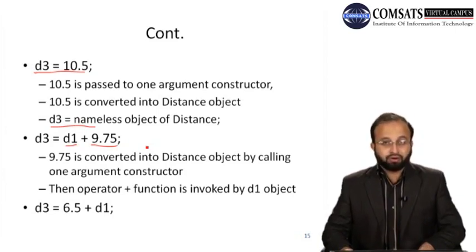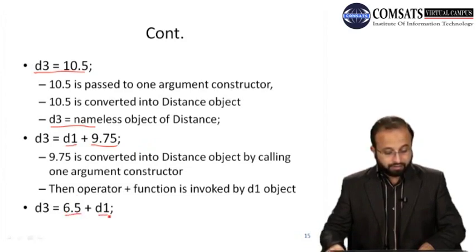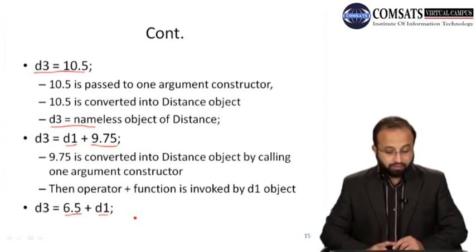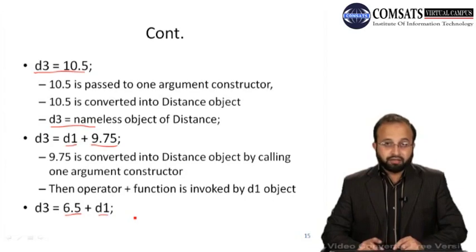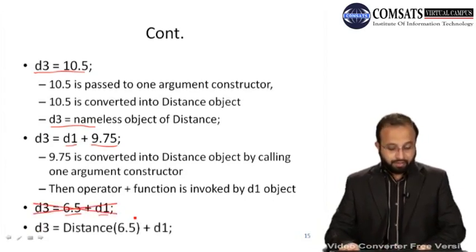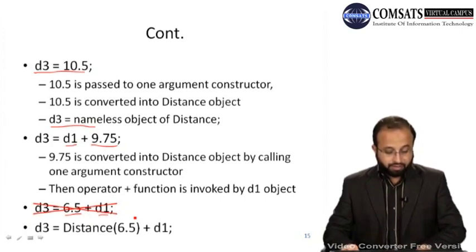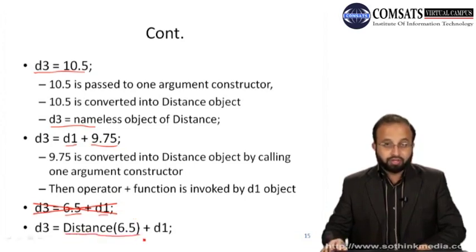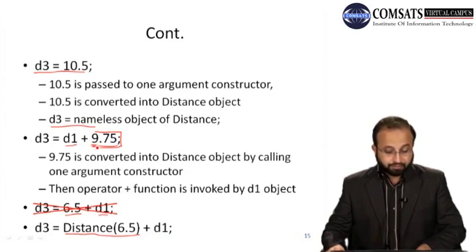Now if we have a statement like this, d3 is equal to 6.5 plus d1, right? Now will that statement work or not? Here we now have the floating point value first, and the second one is then the object. So that statement will not work, but we can write a statement like d3 is equal to distance 6.5 plus d1. So we mention it explicitly, calling the constructor explicitly and then adding it to d1, right? But in the earlier situation the constructor is called implicitly, and afterwards the operator plus function is called. But in this case it won't call that constructor implicitly, because the floating point value came first.